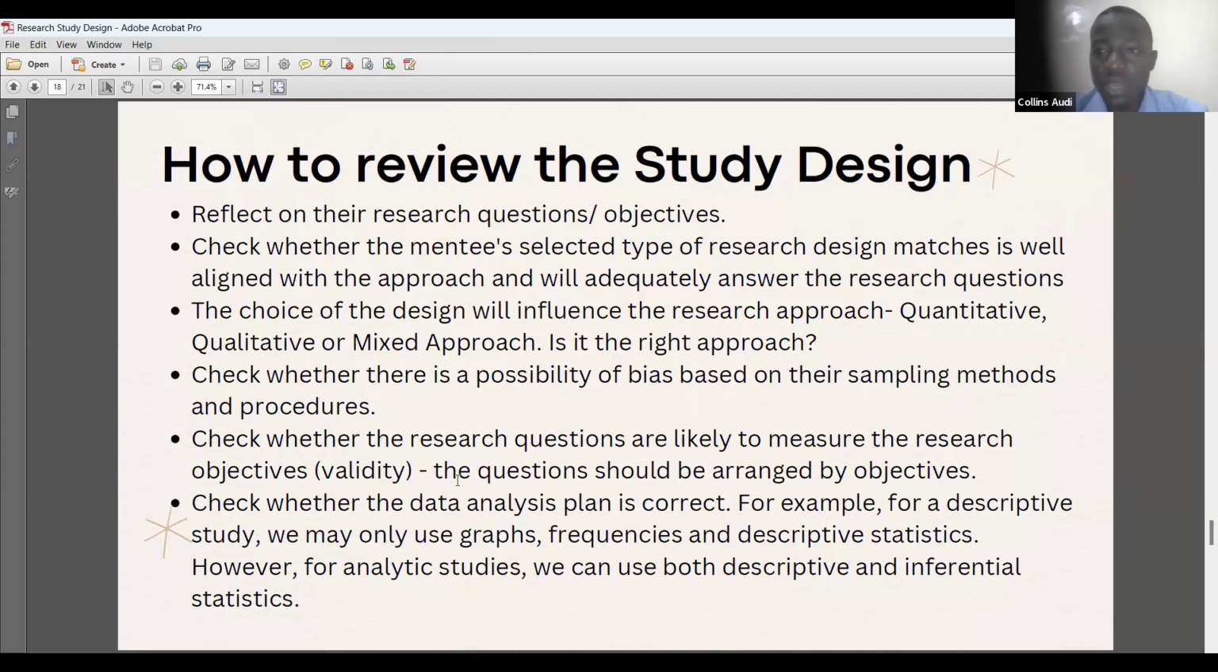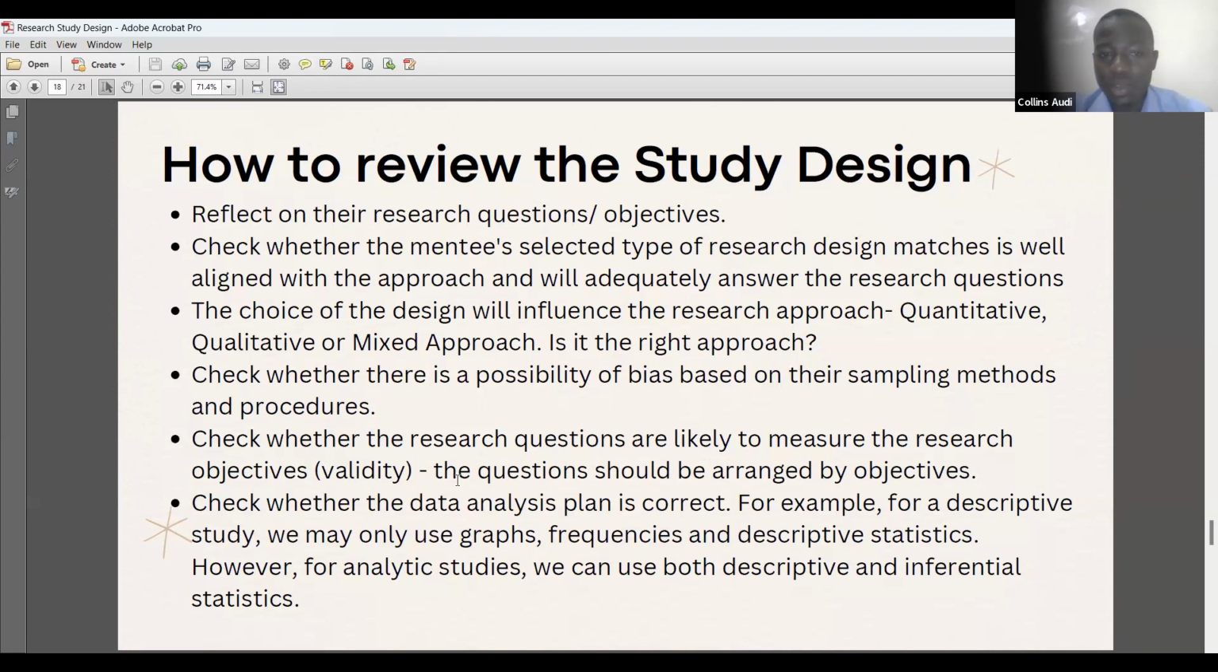A research approach may be, for instance, qualitative or quantitative. The choice of design will influence the research approach. For instance, if we choose exploratory, we might use a mixed method approach. A mixed method approach is mixing both quantitative tools with qualitative. An example of a quantitative tool is a questionnaire. Examples of qualitative tools include focus group discussions and key informant interviews.